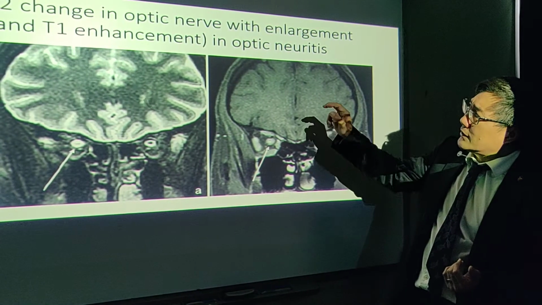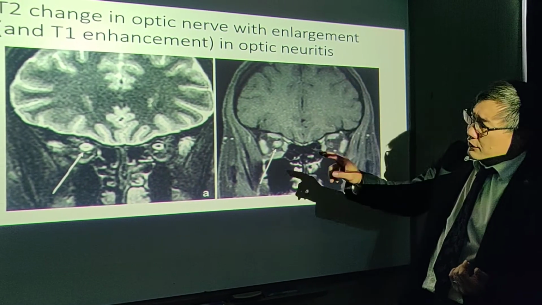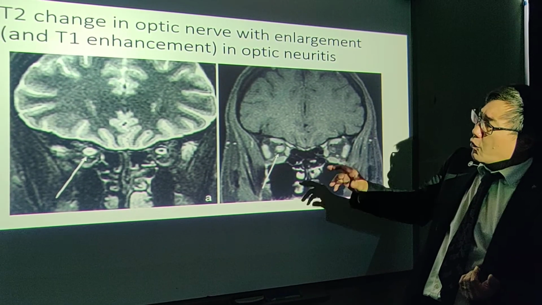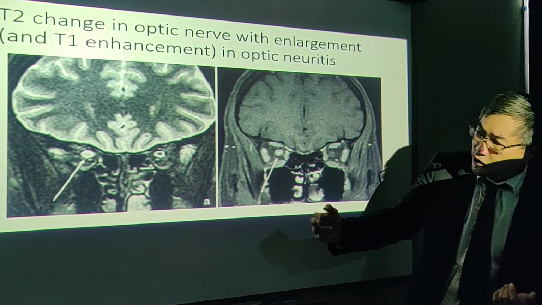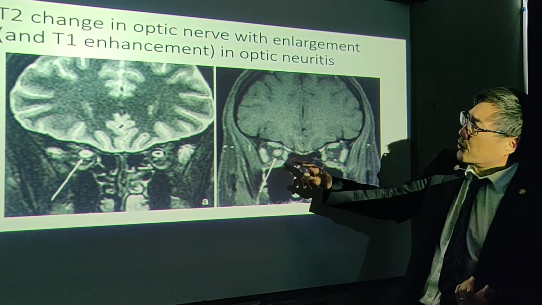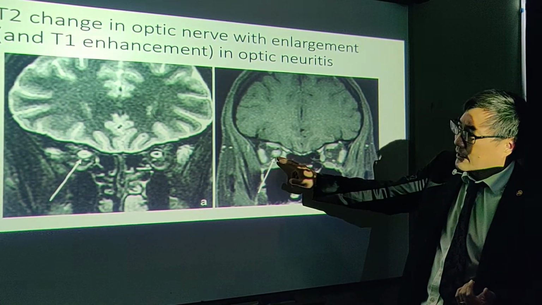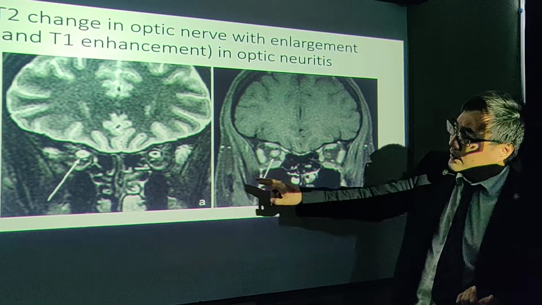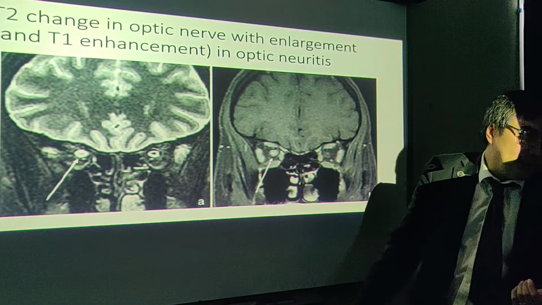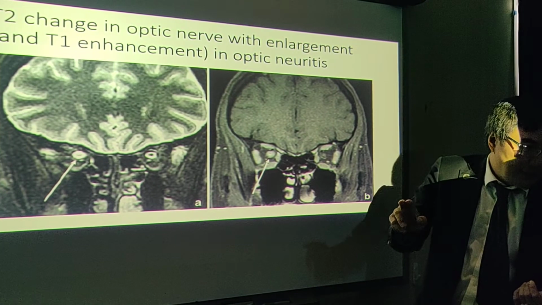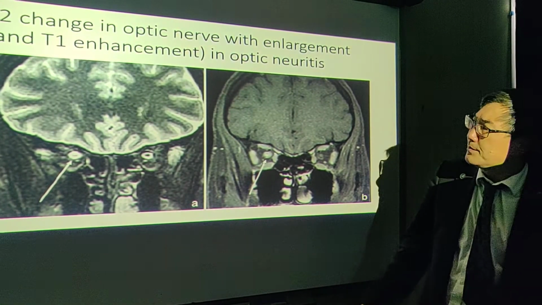In addition, we can see the T2 change in the nerve. The nerve can be enlarged with edema, or the sheath itself can show hyperintensity. And so when we see T1, the muscles are enhancing, post-contrast enhancement of the nerve, that's different than the T2 signal that we see around the nerve for the sheath and also in the nerve when it's edema.